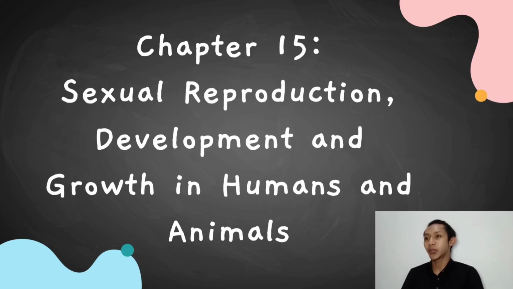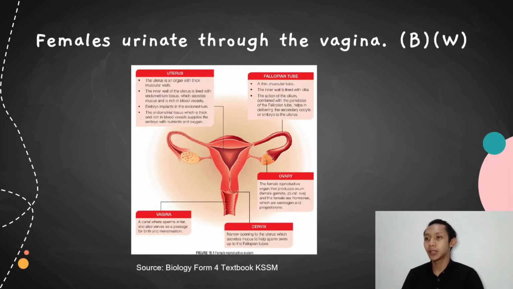Okay, lastly, let's proceed to the last chapter, which is chapter 15, sexual reproduction, development and growth in humans and animals. The misconception about this chapter is that male students think that females urinate through the vagina. They have this misconception before they learn this topic, which they learn in the lower form, and they have this misconception while learning the topic, as you can see in the picture of the textbook.